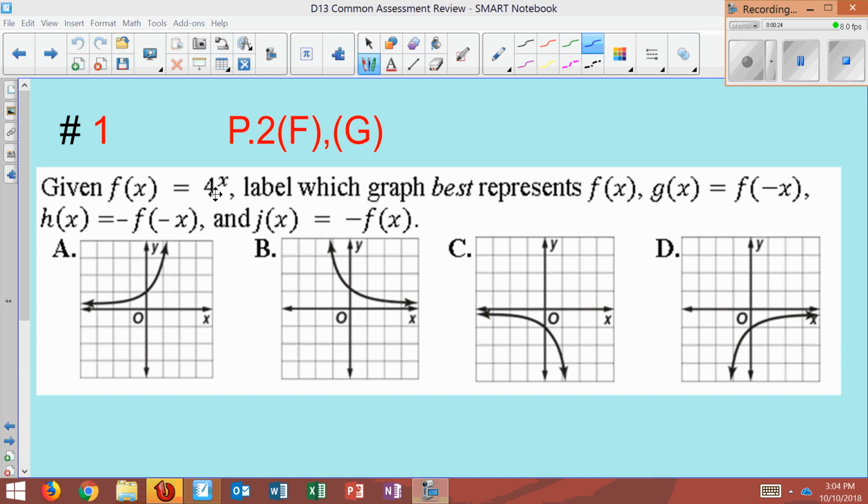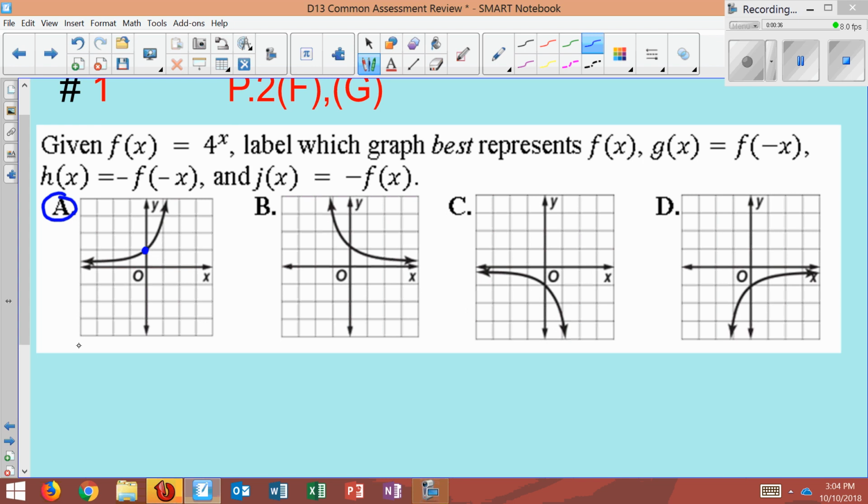Now remember, this is exponential, so it's going to look like a plane taking off without any transformations. The one that looks like a plane taking off would be A. The way to check is it should always hit the point (0, 1), because if you put in x to the power of 0, anything to the power of 0 is always equal to 1. So x value of 0 has a y value of 1, so we should have this point (0, 1).